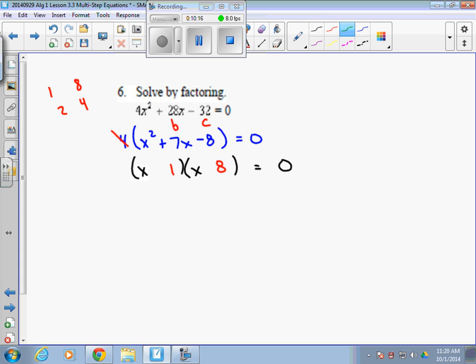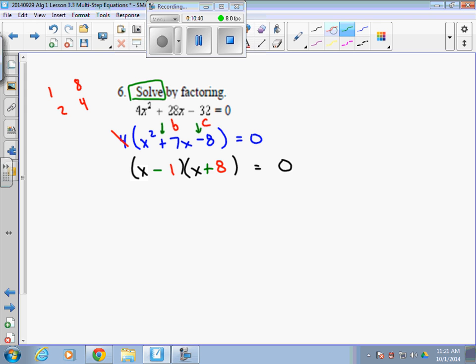This sign, again, tells you that they're different signs. This one tells you the larger number is plus. 8 is plus, 1 is minus. So now you have x minus 1 times x plus 8. This is considered factored. But notice the difference in number 6 and the rest of them. It tells you to solve it. If you can get to the part where it's factored, the next step is extremely easy.